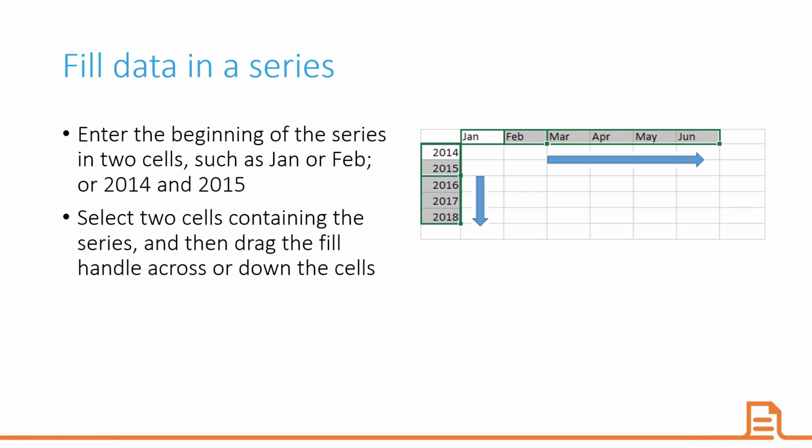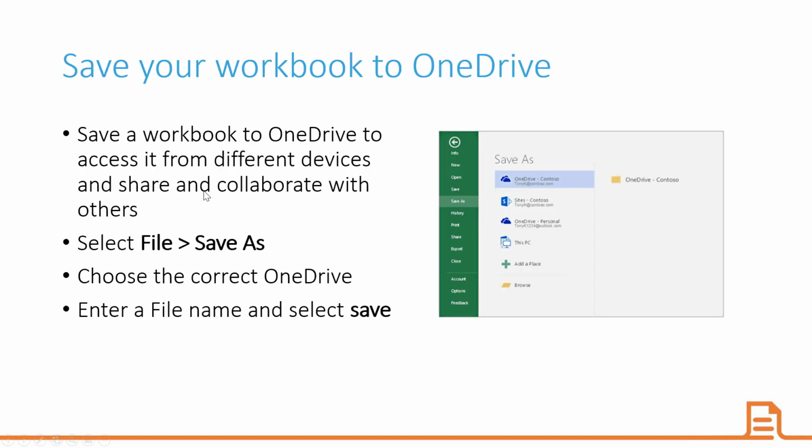Now to save our workbook to OneDrive to access from different devices, we do File, Save As, we choose OneDrive and we give it a file name. Let's give that a go.